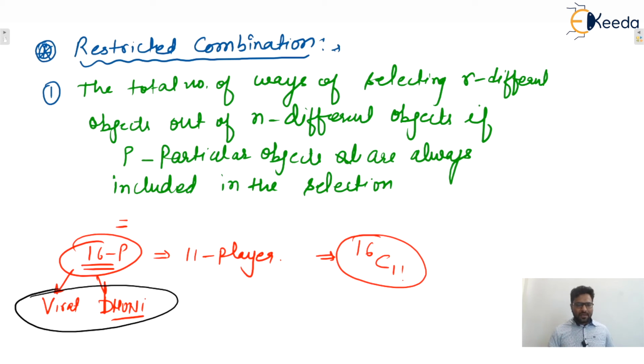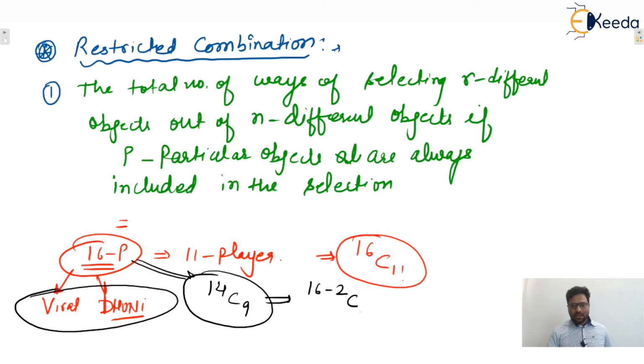And remaining are how many? Now we need to select 9 out of 14, so the correct answer will be 14C9 only. How did this 14 come? It is 16 minus 2, and 11 minus 2, where two particular persons are always included.